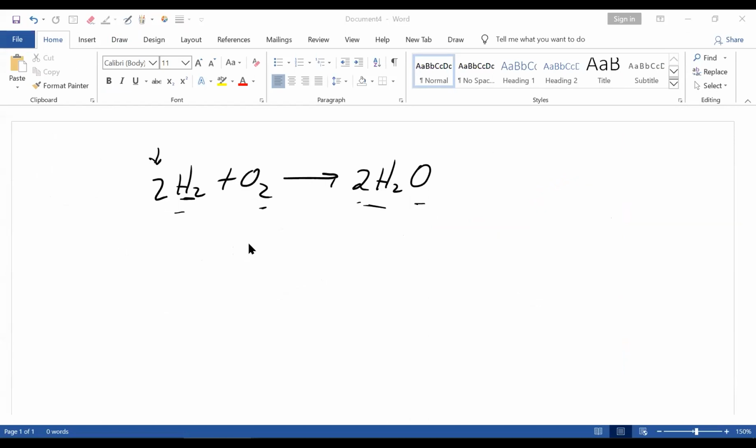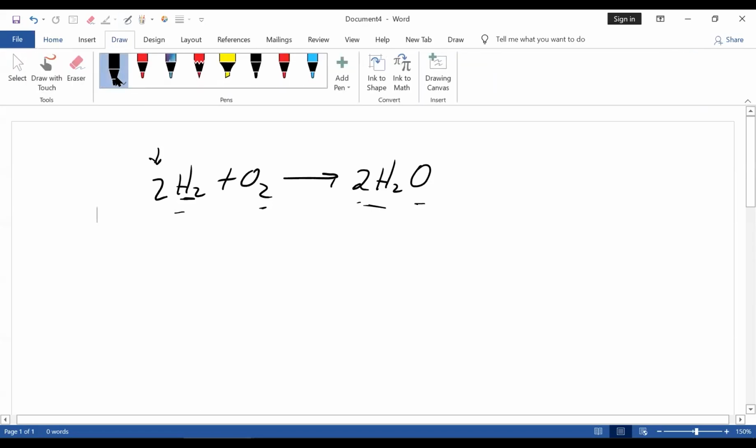All right, let's go through this again. Here you have a balanced chemical equation. And we have 2 molecules of hydrogen, 1 molecule of oxygen, making 2 molecules of water. But the coefficients, the number in front, and when there's no number, you assume that's the number 1, tell us something very important. And what is that?